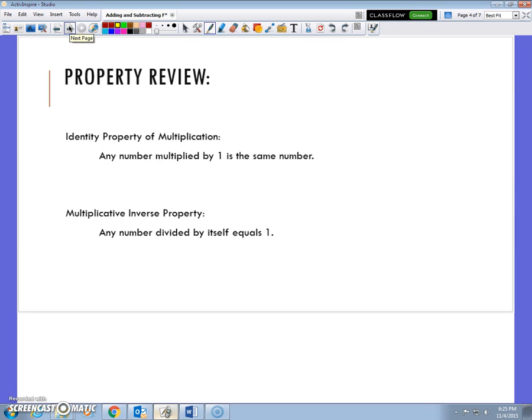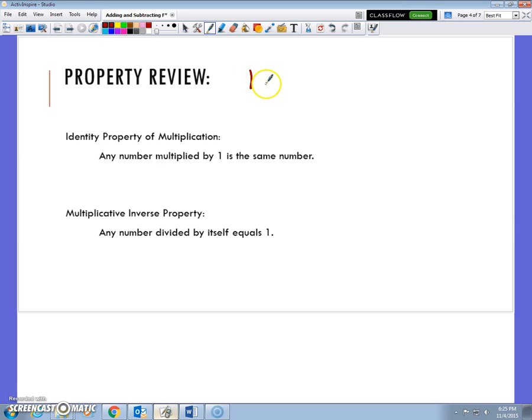Now, here's the thing, though. We have to actually understand what we're doing. I know it's rough, but we have to. So here's what's going to happen. Let's just talk about the number 1. The number 1 has some special properties. There's different ways to write it.